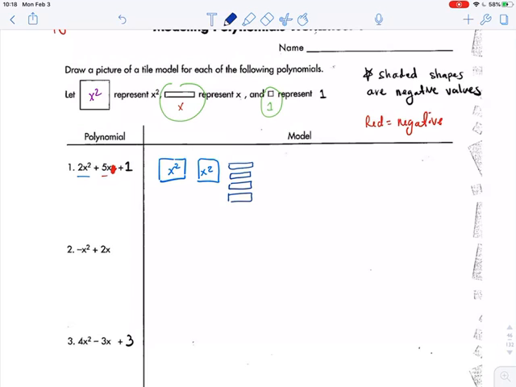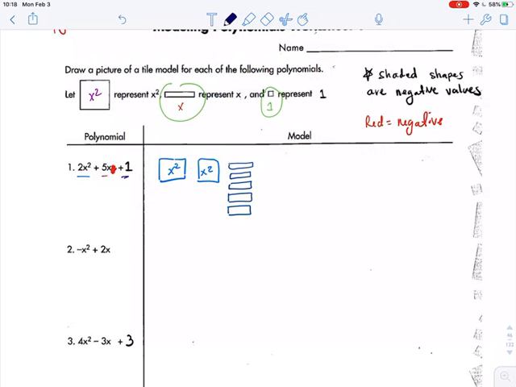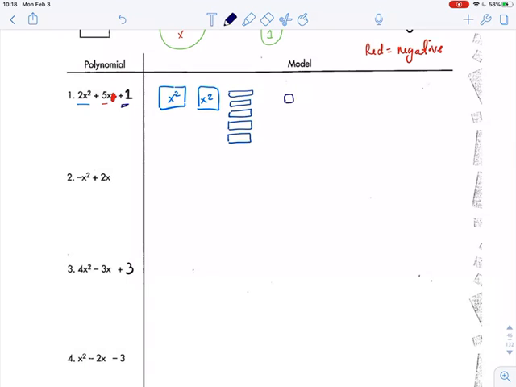1, 2, 3, 4, and then 5. And then I have a 1 here. Again, that's not negative, so I'm just going to put a little square there. There we go. 2x squares, and then I have 5x is 1, 2, 3, 4, 5, and then I have a 1. There you go.